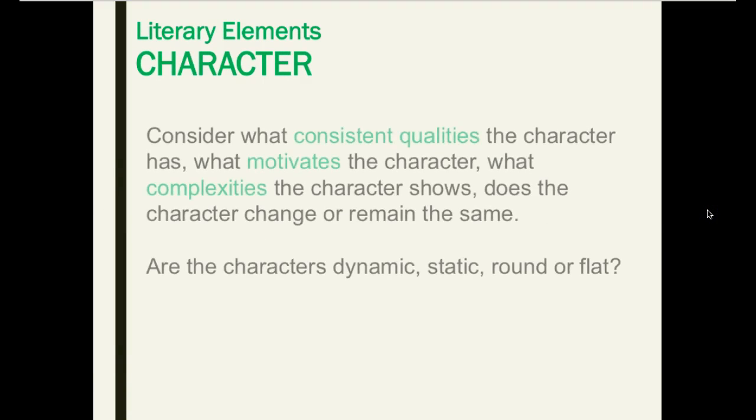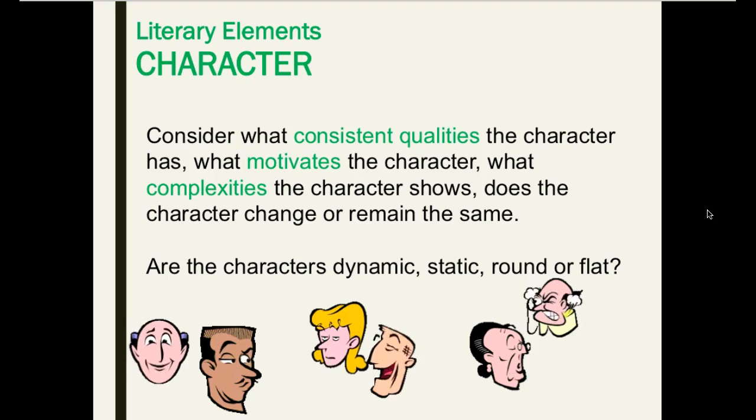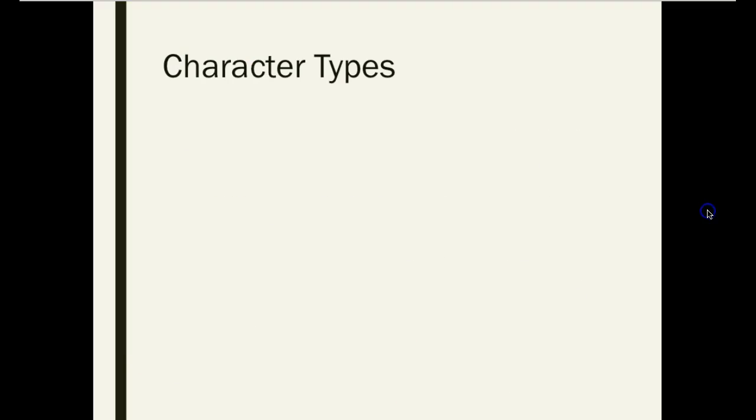So let's look at some of the literary elements, such as character. Consider what consistent qualities the character has. What motivates the character? What complexities the character shows? And whether or not the character changes or remains the same throughout the story. Are the characters dynamic, static, round, or flat?